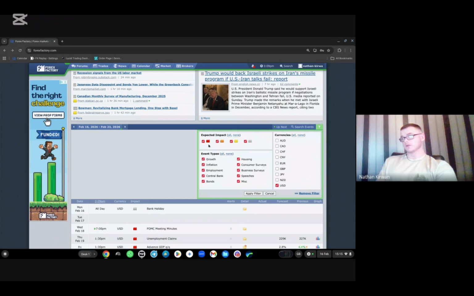But I just have everything toggled on, and then I just have the important ones, which is your red and your grey, because you don't want to be trading on a bank holiday when the volume is low, and you don't want to be trading around news events. Why? Because it's a dangerous game to play.